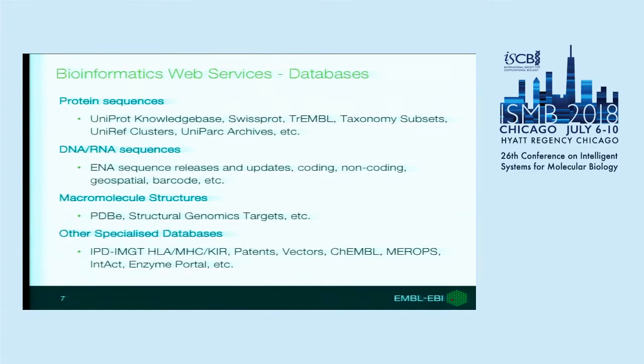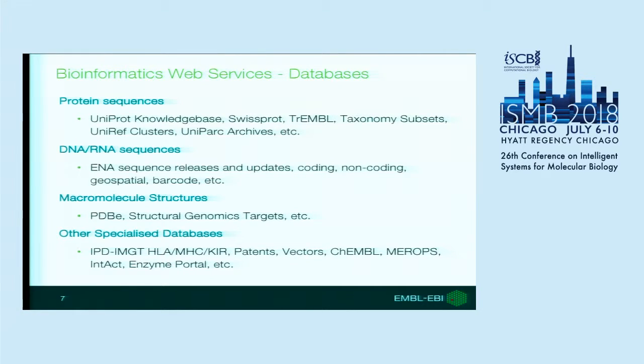So in terms of data resources, we provide, of course, UniProt databases as well as ENA databases, and we provide a bunch of other ones, most of them coming from groups at the EBI. So we provide, for example, sequences from structures from the Protein Data Bank in Europe, as well as, for example, ChEMBL targets and so forth.